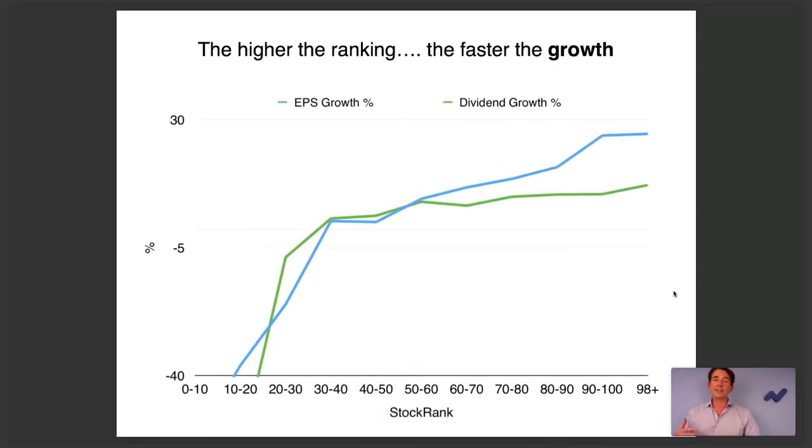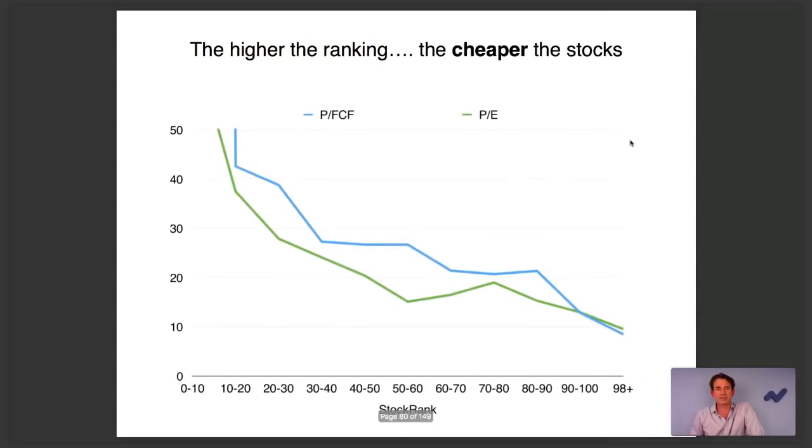The higher ranking, the faster the growth. And I think this is a very interesting emergent property of the stock ranks, because we're not explicitly using growth as a ranking measure. We took it out of our composite ranking. And the EPS growth of the highest ranking set on average is something like 30% over the last 12 months. And I think that's an amazing insight.